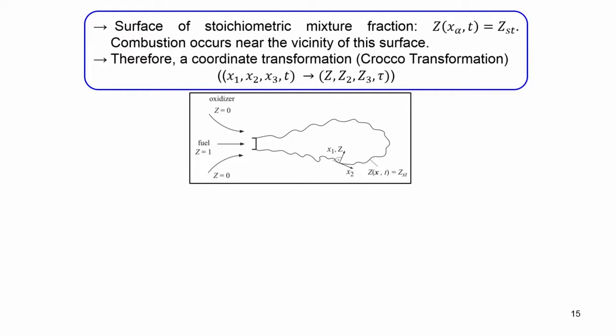That is apparent from the fact that the flame temperature is the adiabatic flame temperature in a non-premixed flame as well. So we make this assumption that the flame is located at the point where your mixture fraction is at a stoichiometric value, and we want to do a coordinate transformation so that we go from the physical space of x1, x2, x3, that is x, y, z and time, into the space of the mixture fraction Z, Z2 and Z3. So we say that this is any generalized structure of a flame.